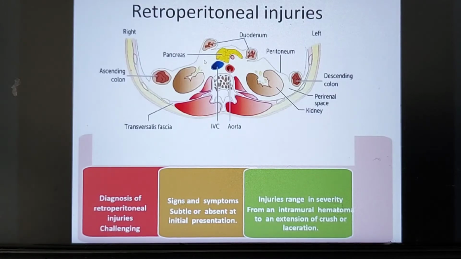Retroperitoneal injuries are very difficult to diagnose, as the signs and symptoms are very subtle and might also be absent at the initial presentation. So it's quite challenging to diagnose at the initial stage. The retroperitoneal organs are the kidney, adrenal gland, aorta, inferior vena cava, duodenum, pancreas, ureter, ascending and descending colon, esophagus, and also the rectum.